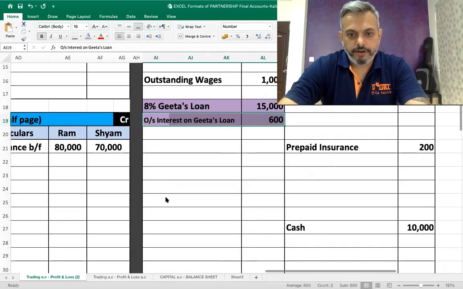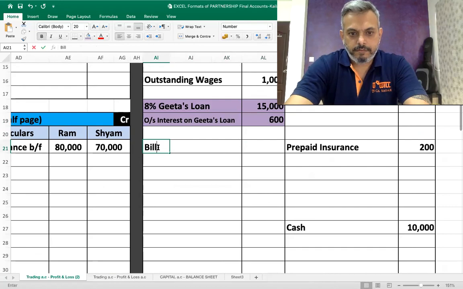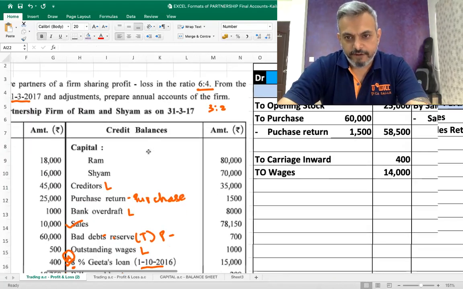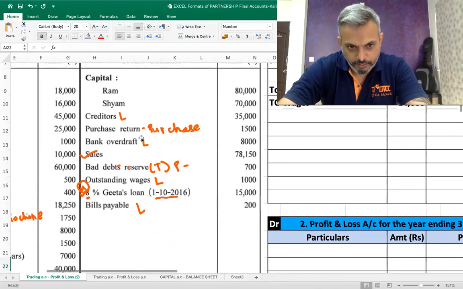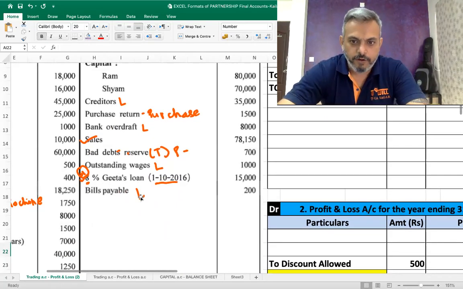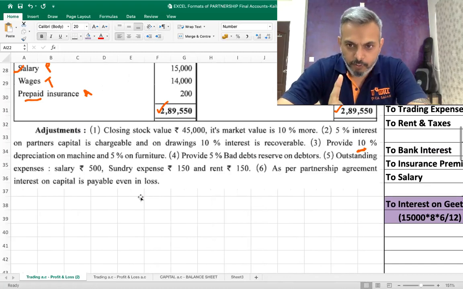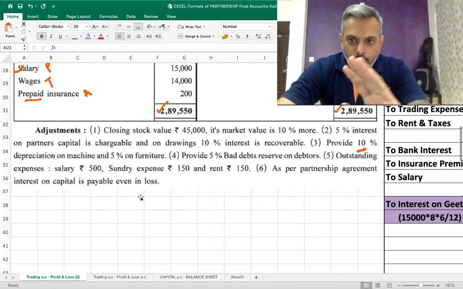Bills payable 200. Now credit balances or credit side of trial balance, everything just go through it once. See whether you have done or not. Hidden adjustment has also been done, everything is done. Great. Now let's go to the adjustment. Before you start the adjustment, always check whether you have posted everything of the trial balance properly, whether you have given two effects of the hidden adjustment, and whether the trial balance is tallying.